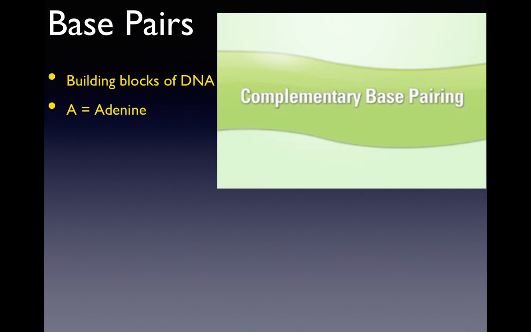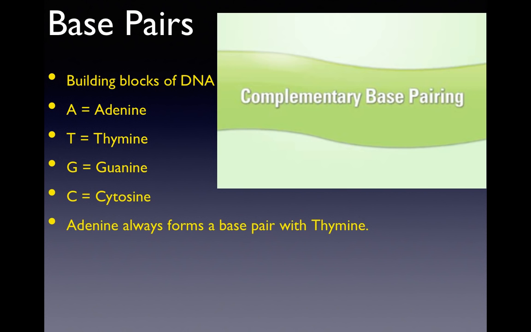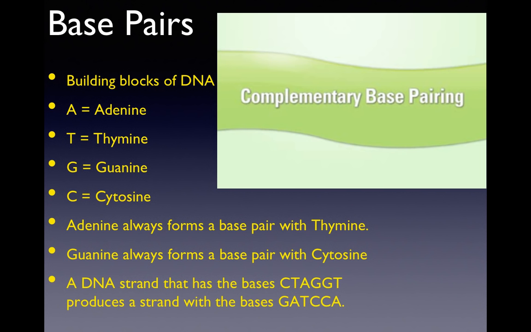But base pairs are the building blocks of DNA. A equals adenine, T equals thymine, G equals guanine, and C equals cytosine. Adenine always forms a pair with thymine, and guanine always forms a pair with cytosine. So, for example, a DNA strand that has the bases CTA, GGT will produce a strand with the bases GAT, CCA. So G and C always go together. T and A always go together.